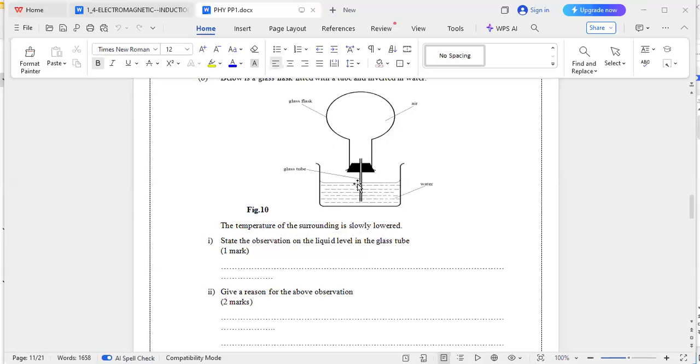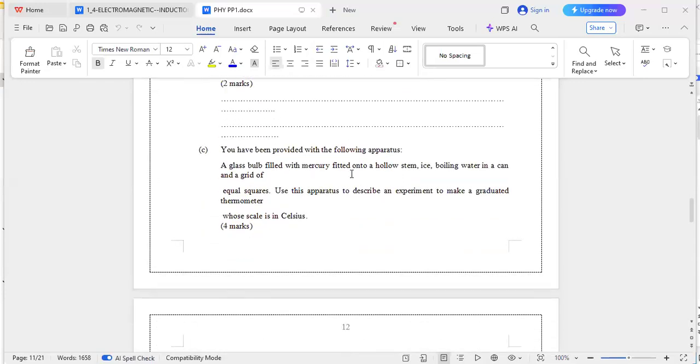Water rises up the tube since air contracts faster than glass. Then this causes a difference in pressure. Pressure difference between atmospheric pressure and air pressure forces water up the tube.